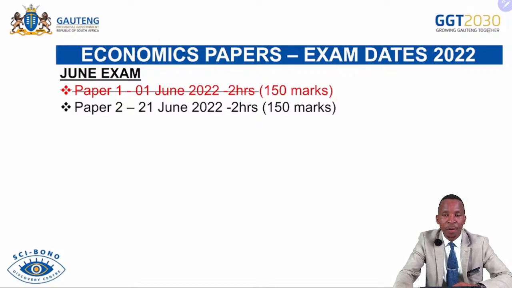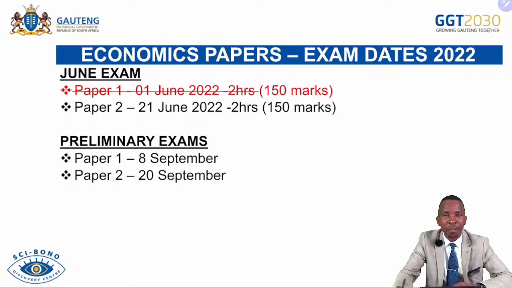We have section A for 30 marks. Section B, we have 3 questions, but you answer only 2, and they will be giving you 80 marks for the 2 of them. And then section C, we have 2 questions, but you answer only 1, which will give you 40 marks. In that case, you will be writing out of 150 marks.